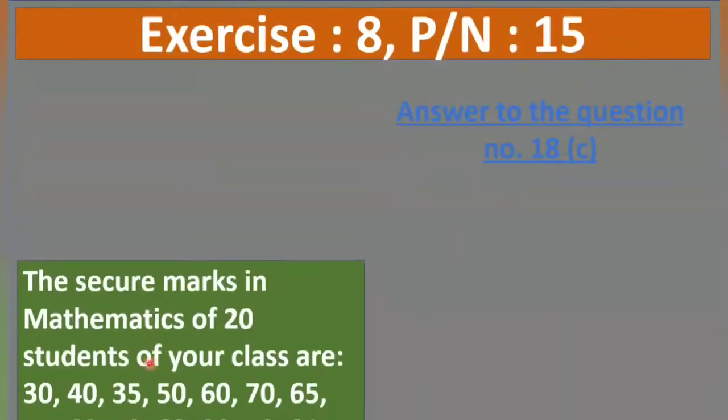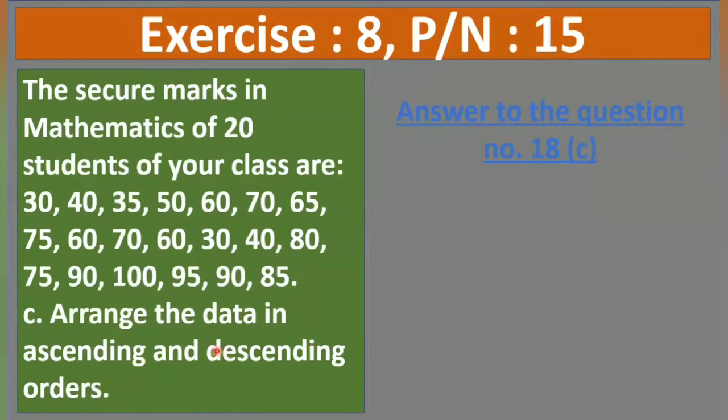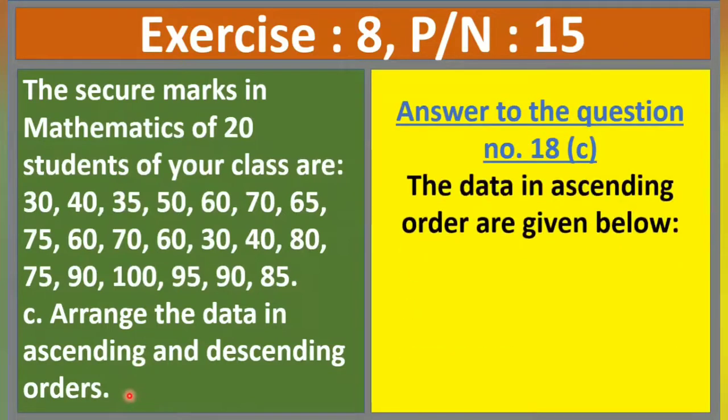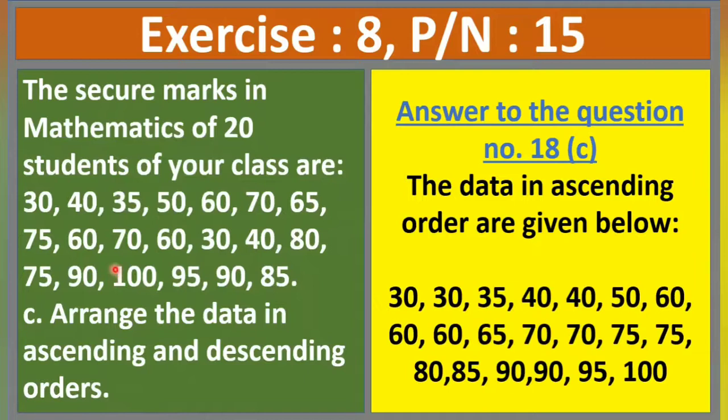Now see, what was the question in C? Arrange the data in ascending and descending order. So ascending means what, students? Yes, we have to arrange the data according to the numerical value from smaller to larger. See, here I have organized the data from smaller to larger. 30, 30, 35, 40, 40, 50, 60, 60, 60, then 65, then 70 twice, then 75 twice, then 80, 85, then 90, how many times? Twice, then 95 and 100.